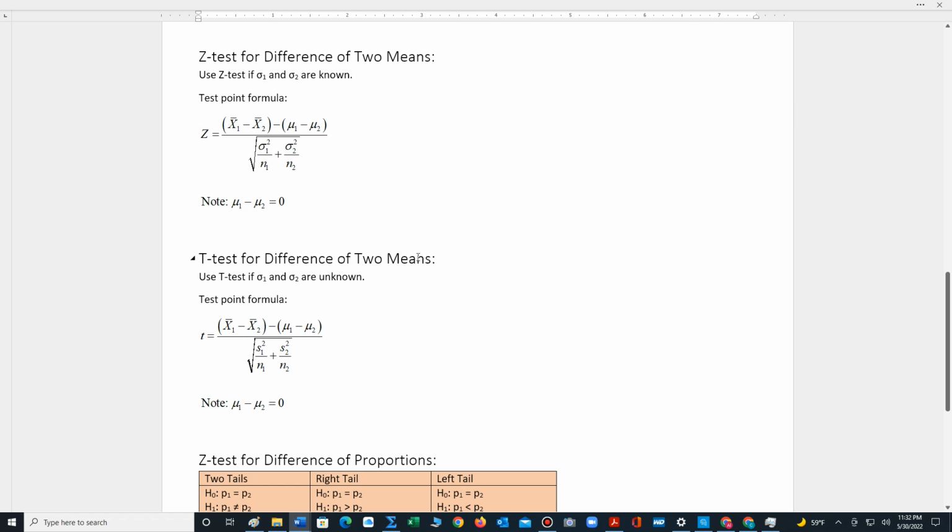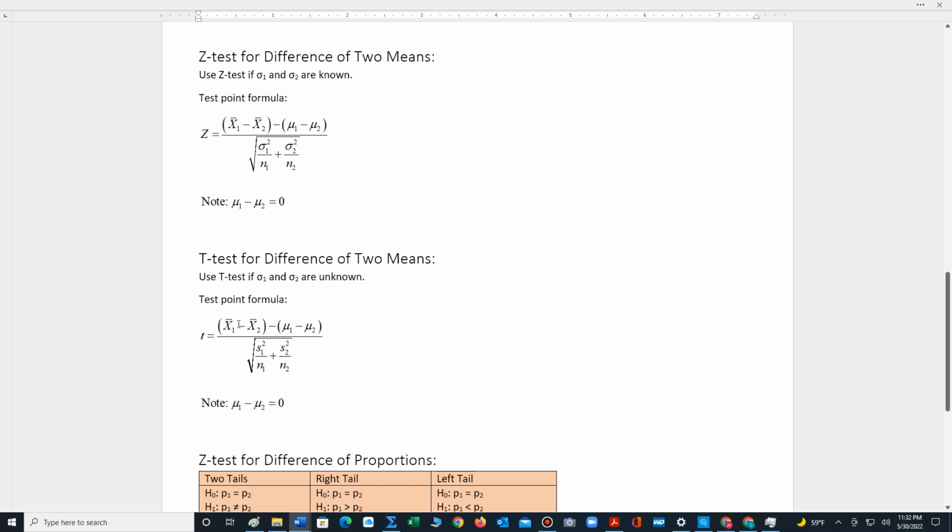We could also have a t-test. In this scenario, sigma 1 and sigma 2, the two population standard deviations, are unknown. Our test point is modified. We're using now a t-distribution. So the test point is slightly modified.